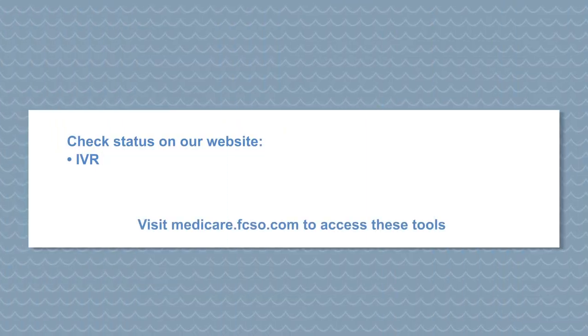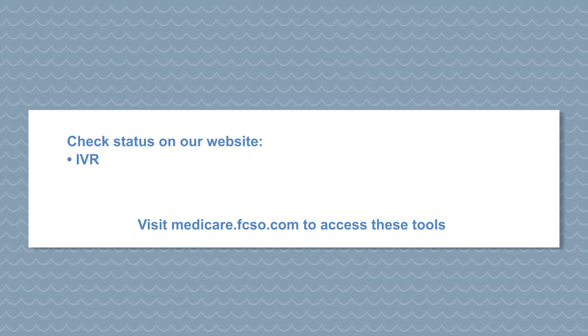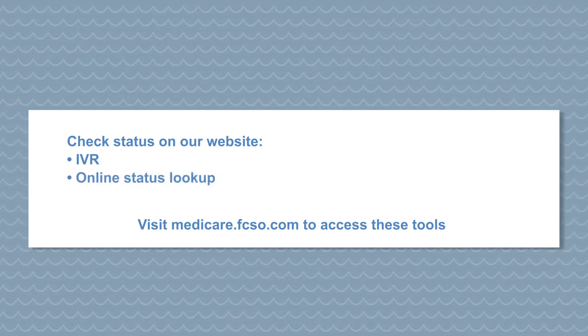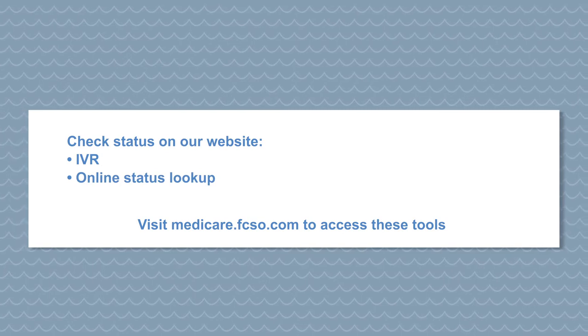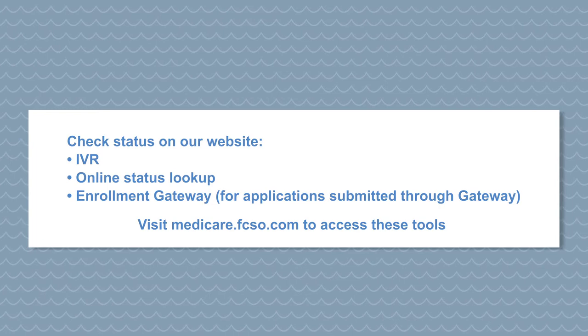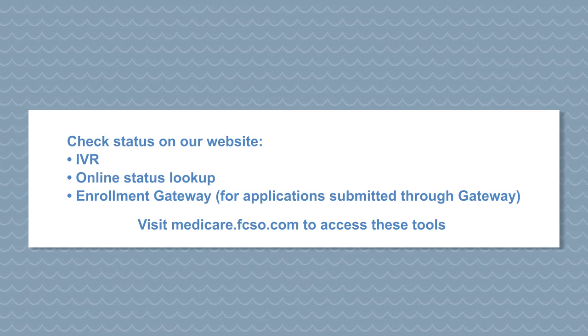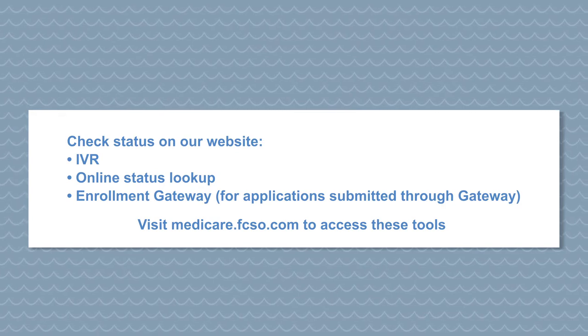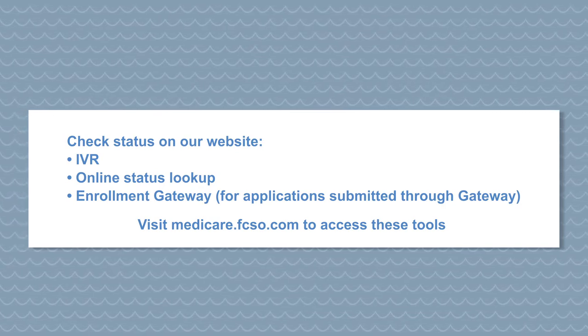You can check the status of your application on our website, medicare.fcso.com, in multiple ways. We have the interactive voice response, or IVR, system, which is a phone line you can call to check the status. We also have an online status lookup on our website that allows you to check the status there. And if you submitted your application using the Enrollment Gateway, you can use it to also check the status of those applications. You can find these tools on our website at medicare.fcso.com.